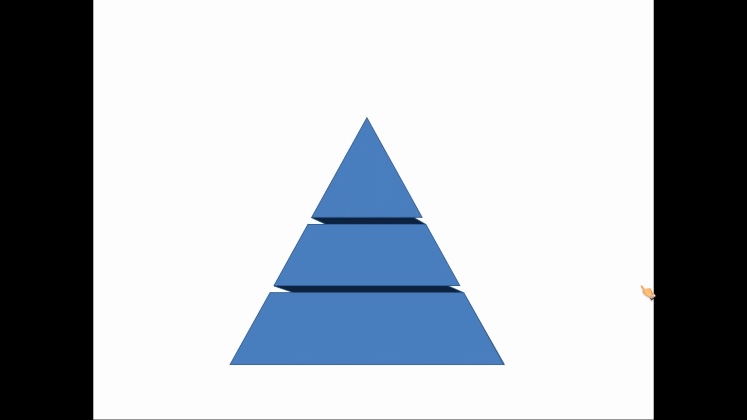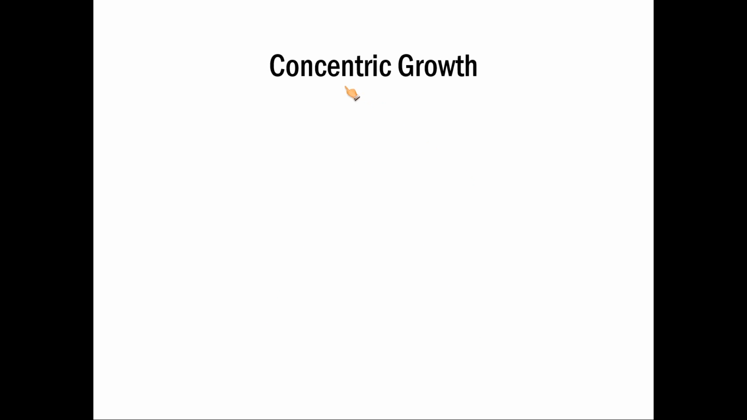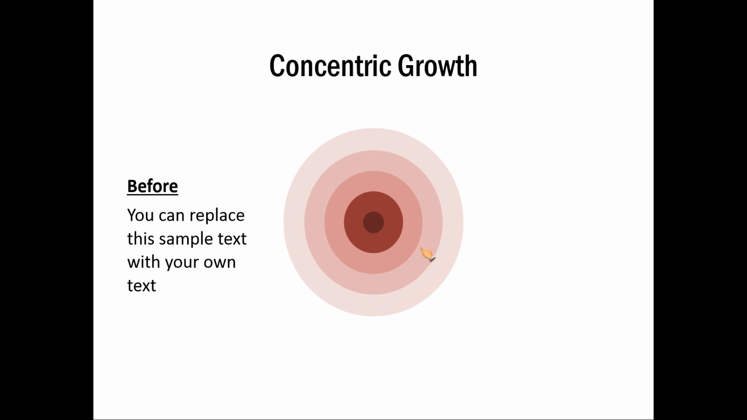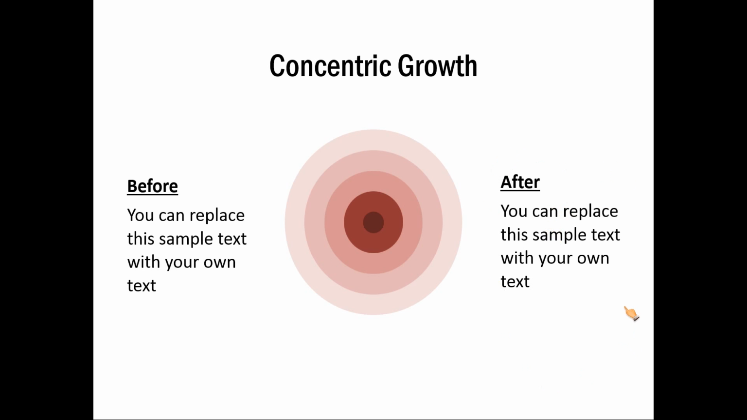This is the one that we created, the next one, and this is about concentric growth, because it is not necessary that the growth always happens at levels from bottom to up. Now we are going to show you how to show concentric growth. This is about the before scenario. You can replace the sample text with your text, and on the next click we have on each, you can see how the various layers keep forming, and this shows concentric growth, and this is the after scenario.